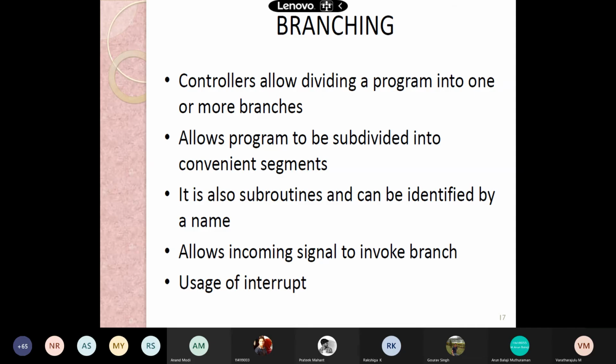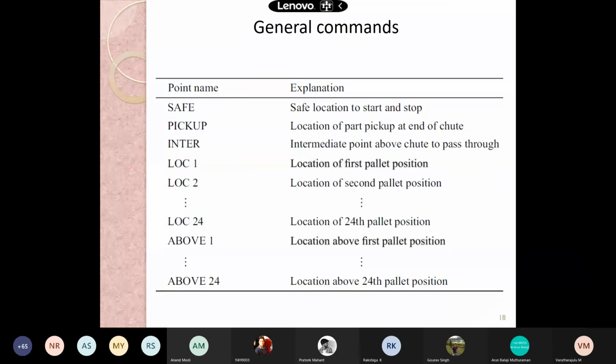The interrupt capability is typically used for an error branch. An error branch is invoked when an incoming signal indicates that some abnormal event has occurred. Depending on the event and the design of the error branch, the robot will either take some corrective action or simply terminate the robot motion and signal for human assistance. And this is what the general commands are. I think you have all already written these general commands during the last class itself.